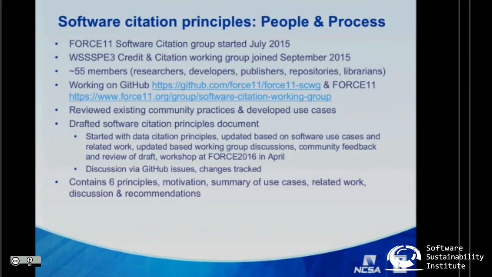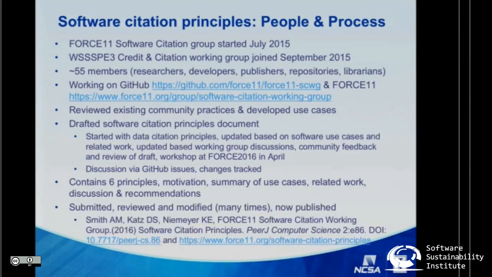And we came up with six principles and some motivation and a summary of the use cases and some related work and some discussion and some recommendations. And we submitted this to PeerJ Computer Science, and it was reviewed and modified many times, I think three. And it's now published, and so that's the document that you can see, and it's in the agenda page as well. I will say one of the other things that was interesting about this process is PeerJ came back to us and said, would you like us to publish the review process as well? And we said, sure, that's fine. So the reviews are public and our responses to the reviews are public for both times. So it's been a very open process, which has been nice.